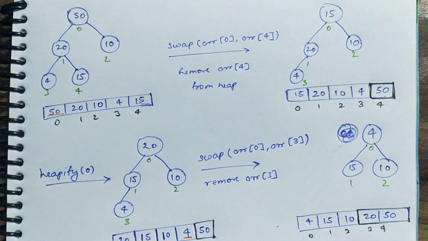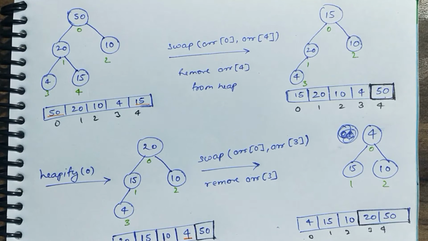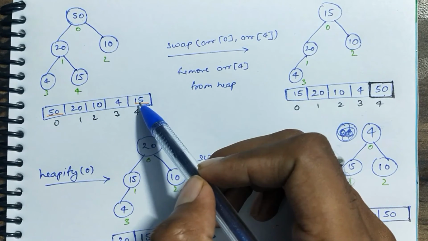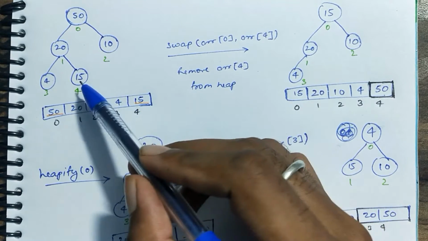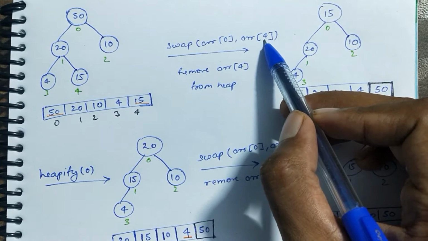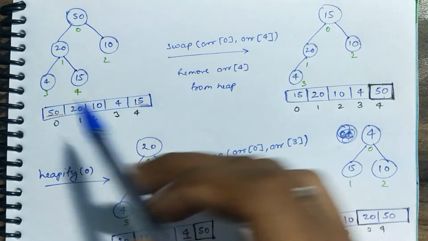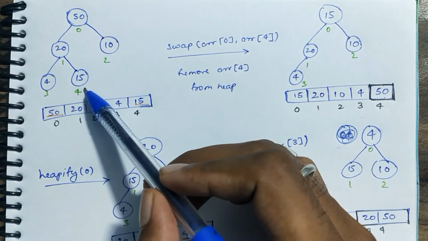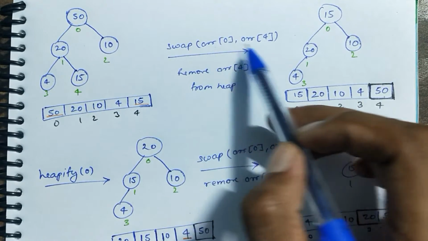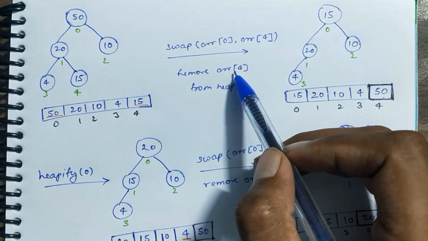Now after successfully creating a max heap, we will move on to the next step, which says that we will swap the first and last element of the array, and we will remove the last element from the heap. So after swapping we will remove the last element from the heap. Here in this situation our last element is at index 4, so we will swap array 0 and array 4. These two will get swapped, and after swapping the last one will get removed from the heap.